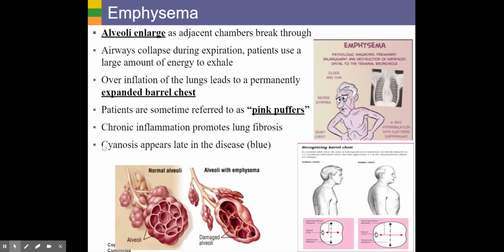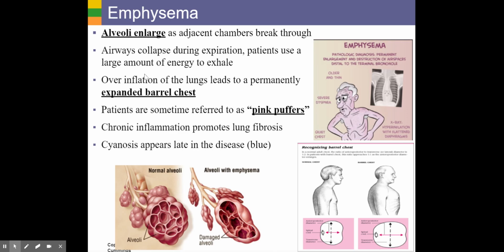Next one we have is what's referred to as emphysema. Emphysema is a destructive disorder in the lungs where the alveoli start to enlarge, and then the little walls that go between the chambers of each alveolus start to break down. Because of that, one airway leads into the next airway, and over time, those airways start to collapse on expiration. So when they exhale, that airway collapses in on itself, and then the patient has to use a huge amount of muscular force to not only breathe out but also to breathe in.